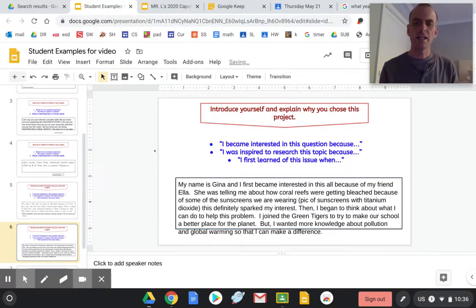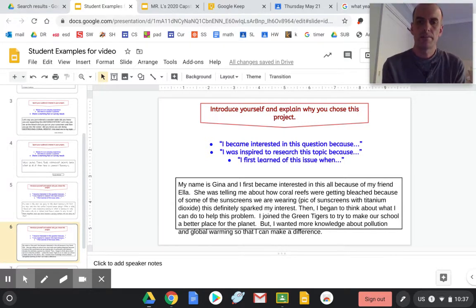My name is Gina, and I first became interested in this all because of my friend Ella. She was telling me about how coral reefs were getting bleached because of some of the sunscreens we are wearing. Picture of sunscreen with titanium dioxide. So in her project, she has a picture. This definitely sparked my interest. Then I began to think about what I can do to help this problem. I joined the Green Tigers to try to make our school a better place for the planet, but I wanted more knowledge about pollution and global warming so that I can make a difference.